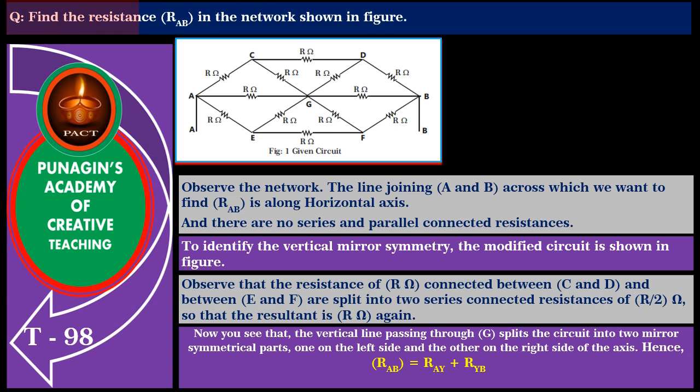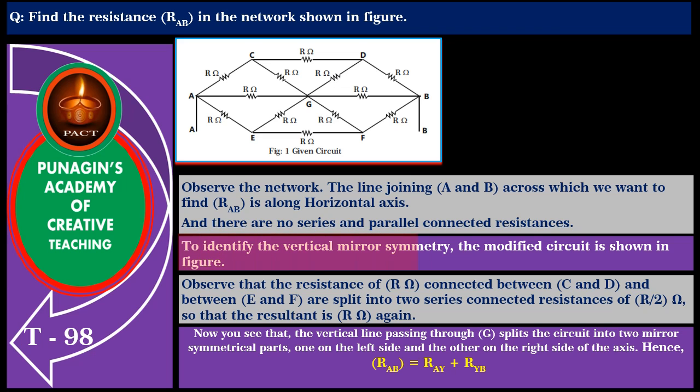Friends, in this problem, we are required to find the resistance RAB in the network shown in figure. Observe the network. The line joining A and B across which we want to find RAB is along the horizontal axis, and there are no series and parallel connected resistances, you may note. So, let us use the vertical mirror symmetry to solve this problem.